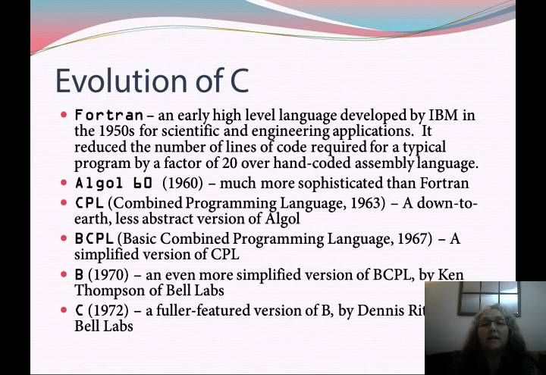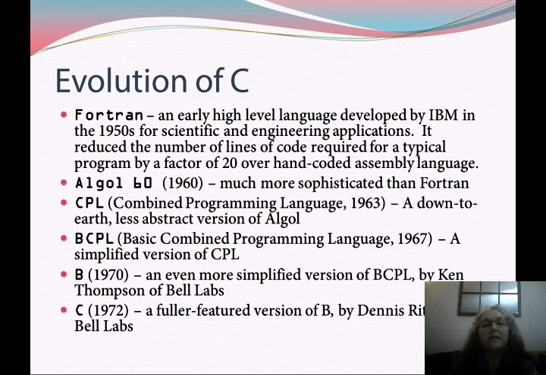The first high-level language, which was developed in the 1950s for scientific and engineering applications, was Fortran. Fortran was revolutionary because it reduced the number of lines of code by a factor of 20 over hand-coded assembly language. More sophisticated languages followed in the 1960s, and then the languages became simplified.